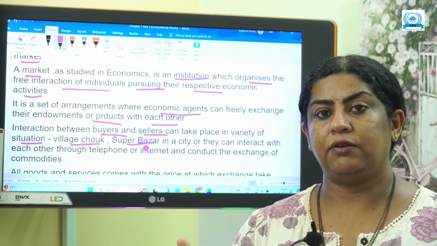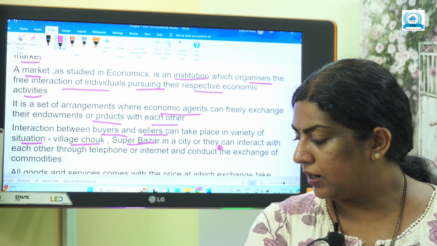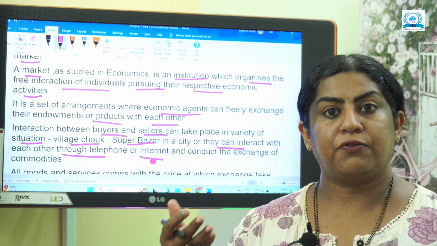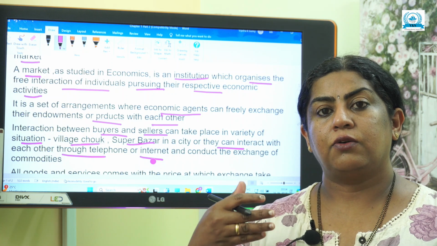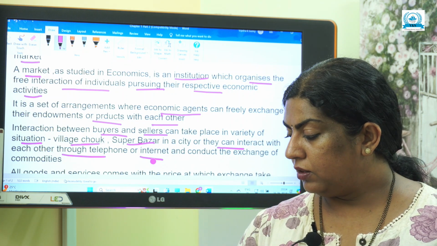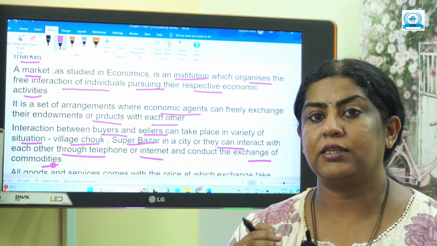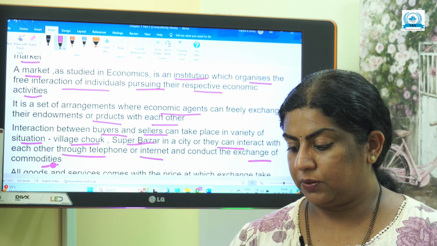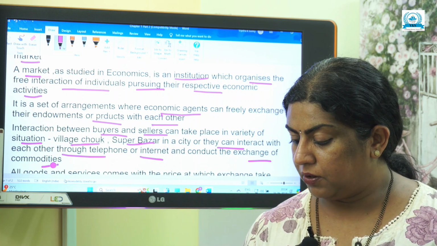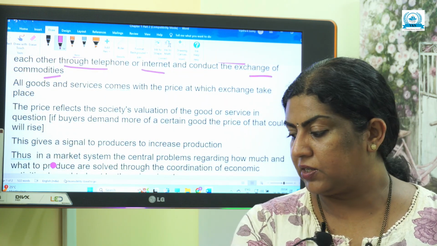That is another way in which interaction between buyer and seller is happening. Or they can interact with each other through telephone or internet. Nowadays, a lot of online shopping is happening. So they can interact through internet, they can interact through telephone. There are different ways in which a buyer and seller interact with each other, and in all these ways they can exchange their commodities. All the goods and services come with the price at which the exchange takes place.